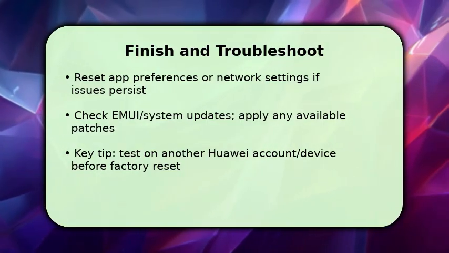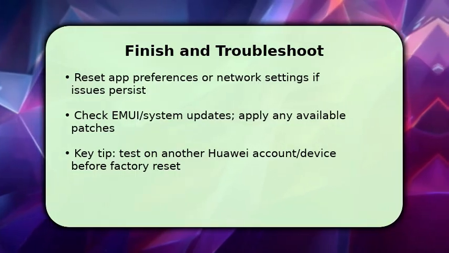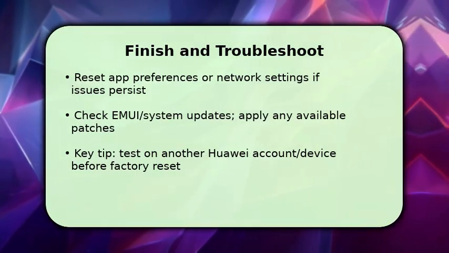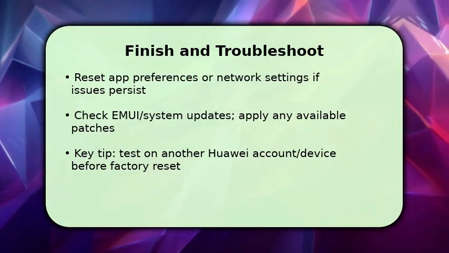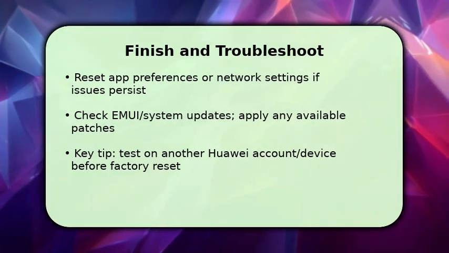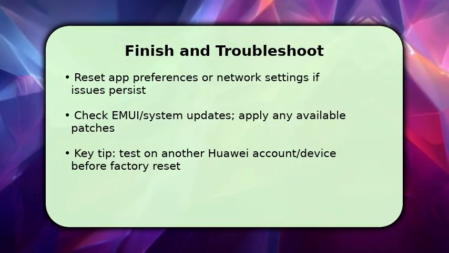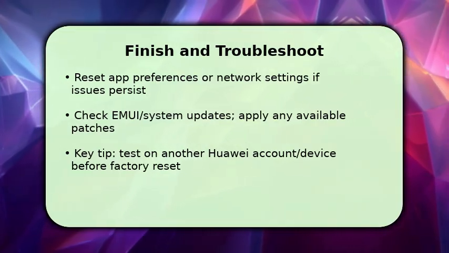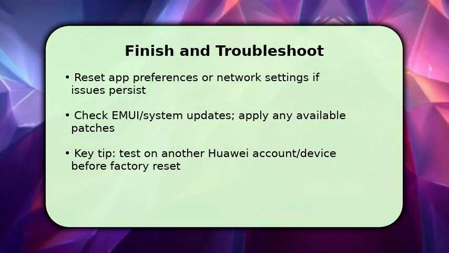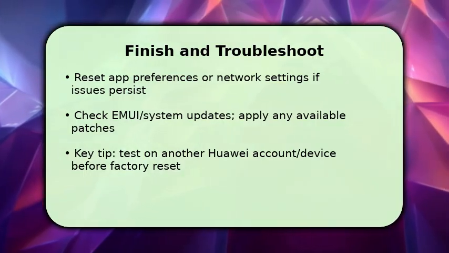If problems remain, install any pending MIUI or system updates because push frameworks are frequently fixed at the OS level. After updating, reboot and retest. If still failing, try signing into the app on another Huawei device or account to isolate server versus device issues.